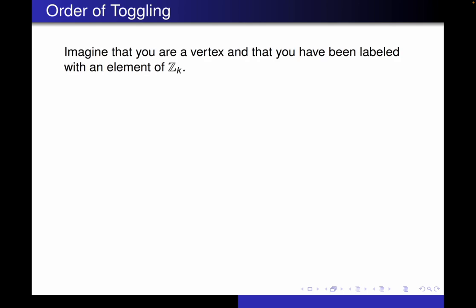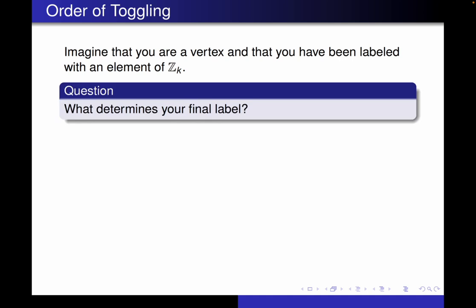So I want to first of all clear out some issues to make things a little bit easier for us to deal with, and I want to deal with the order of the toggling. So the question is, if I play the game twice where I push the buttons the same number of times each time, but I do so in a different order, is that going to affect my final labeling? Well, in order to understand that, imagine that you are a vertex on the graph and you have some initial label with an element of Z_k. Now, after the entire graph has been toggled, the question is, what determines your final label as a single vertex?